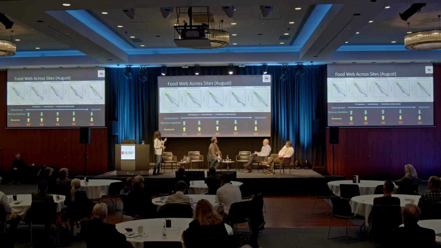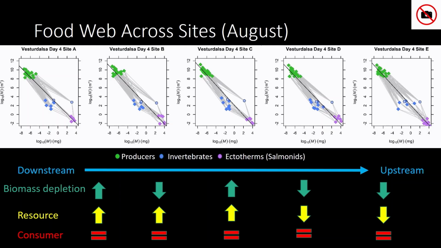So looking at how the food web changes across sites in August, from downstream to an upstream site, the food web, as you can see, changes and shifts, and that is mainly driven by the difference in the abundance and the biomass of these different species and organisms. And so what that tells us is that it could give us indicators of the rate of biomass being depleted in the river, as well as the amount of resources to consumers.